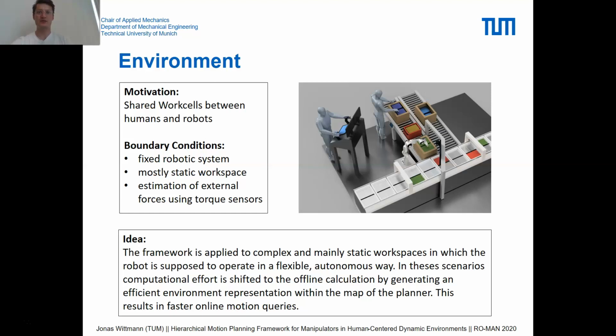To apply the presented framework, the robot needs to be equipped with joint torque sensors that allow the estimation of external forces. The basic idea of the presented framework is to shift computational effort to the offline calculation phase by generating an efficient environment representation within the map, which in turn results in faster online motion queries.